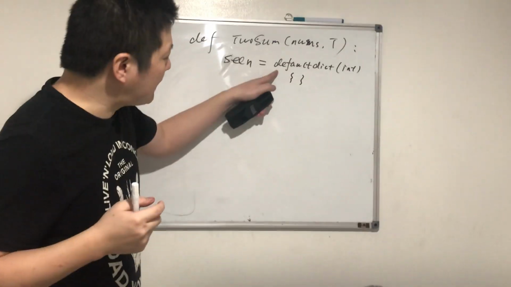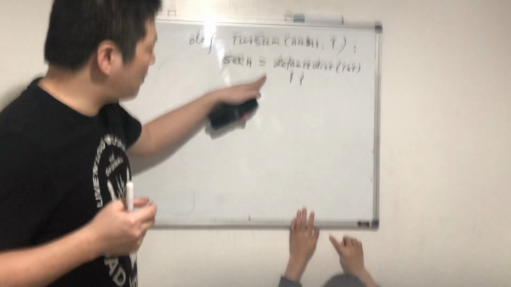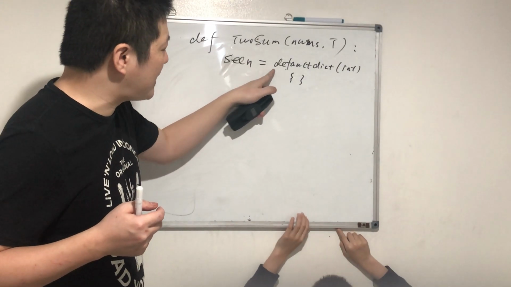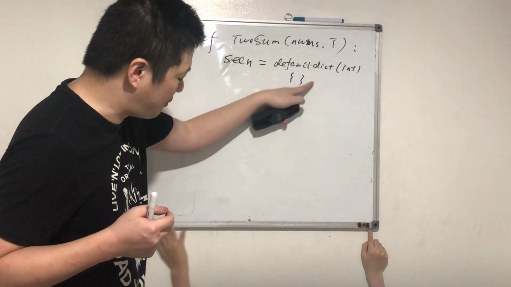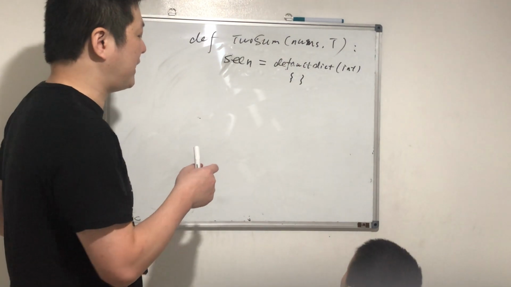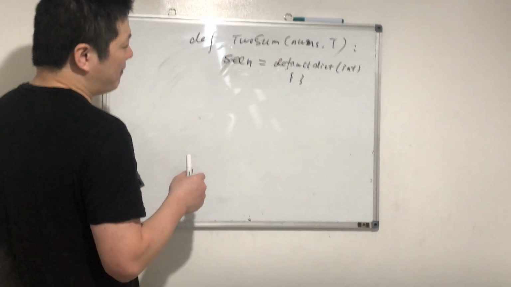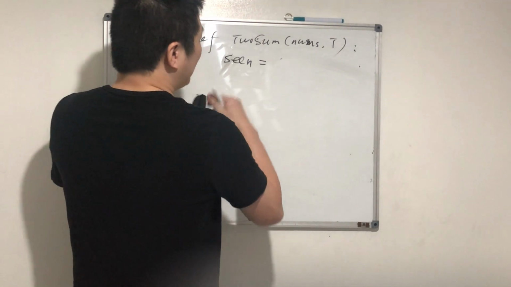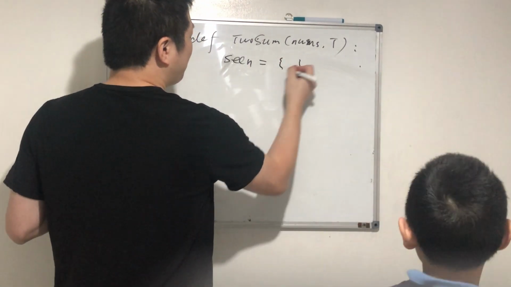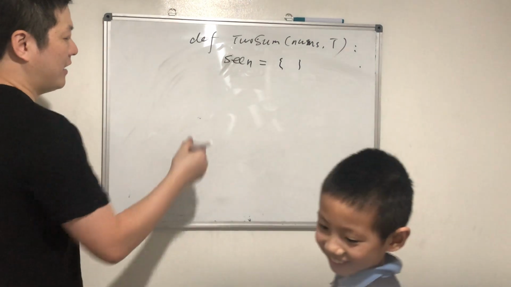But this is better because when you haven't got the key in the dictionary, the plain one will report an error, but this will not. Okay, let's do this. Actually, we can just use a dictionary here, with curly braces.